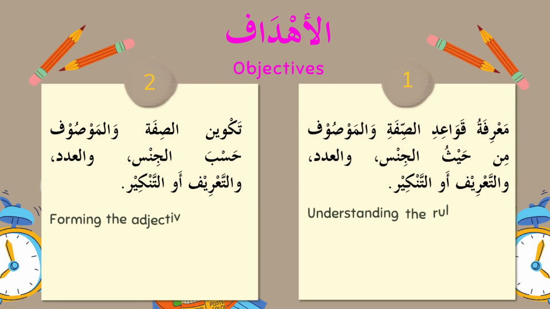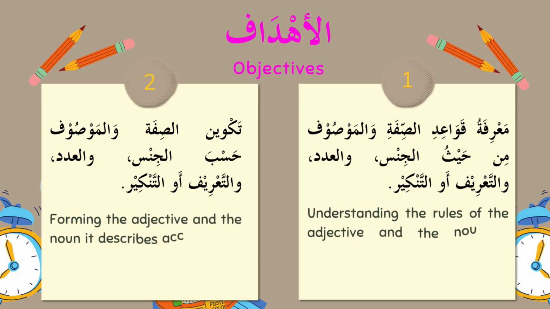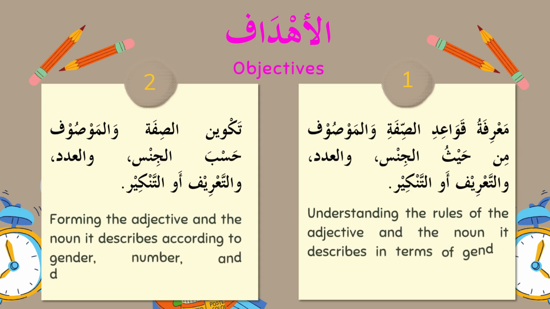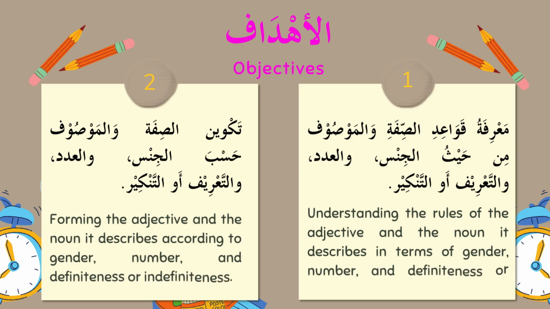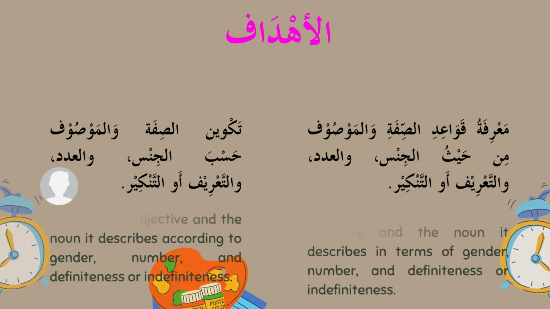Hopefully, by the end of this lesson, students will be able to form accurate and natural adjective phrases in Arabic. So the first objective is to understand the rules of adjectives and the noun it describes in terms of gender, number, and definiteness and indefiniteness. Second, forming the adjectives and the noun it describes according to gender, number, and definiteness or indefiniteness.